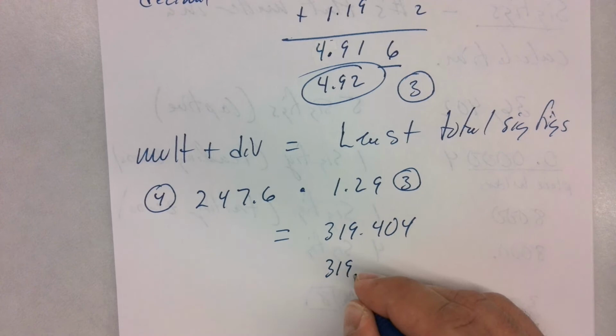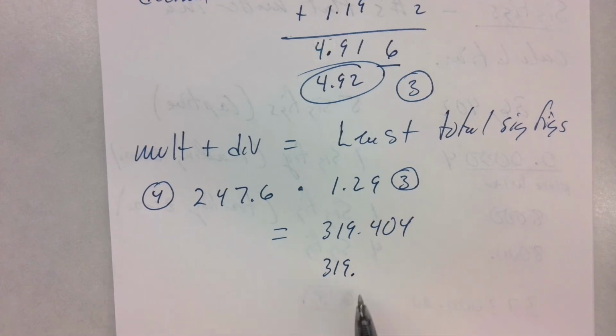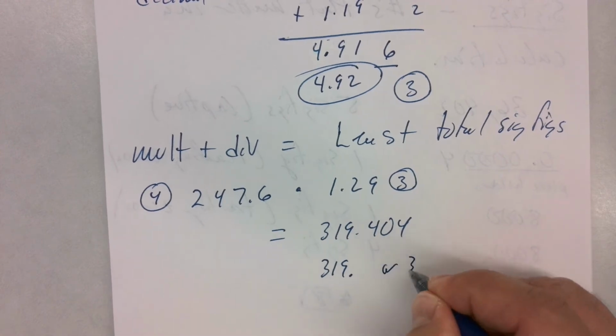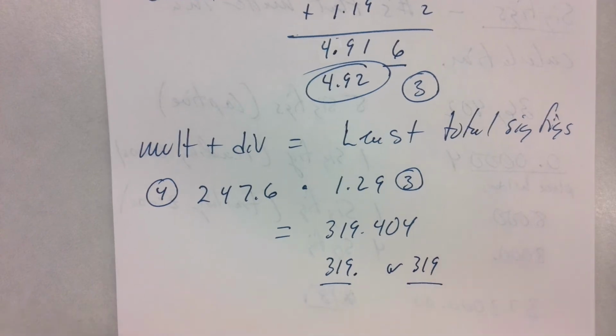Can I put a decimal there? I don't know. Does that decimal change that answer at all? Is there a situation where that decimal might change my answer? Yeah, if this was a 0, right? Then it would change it. So you got to be kind of careful. That or that, they would be the exact same because they both still just have 3 significant figures in it. Okay?